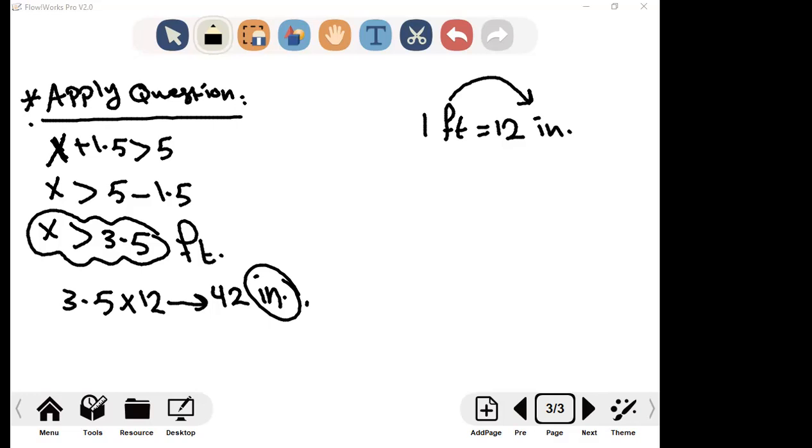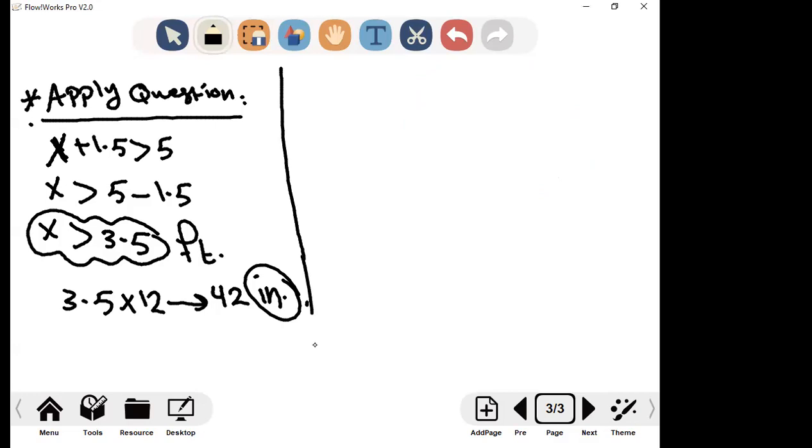Let's do the check after this apply. We have check after this apply. Stop talking. We have check after this apply. Page 338.